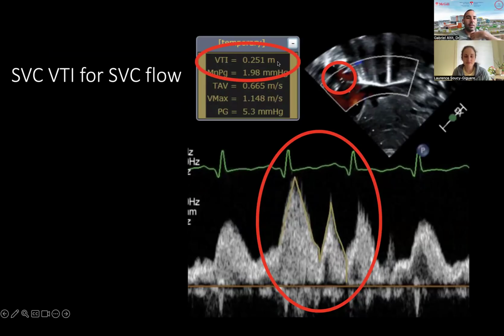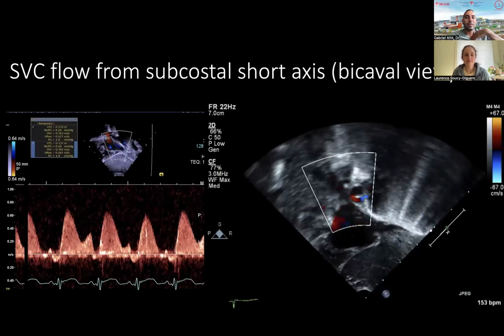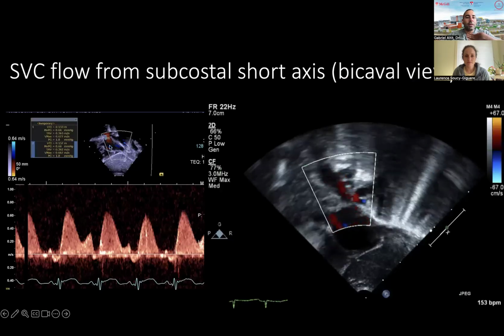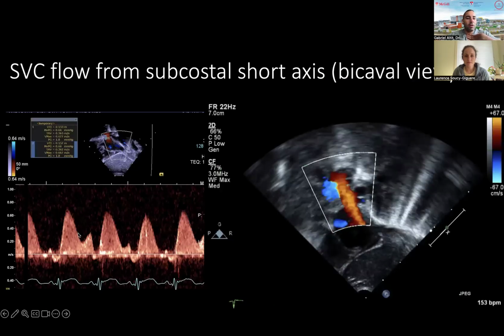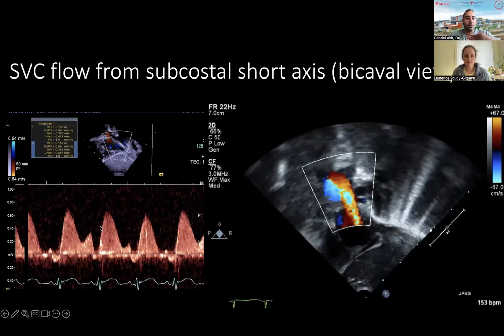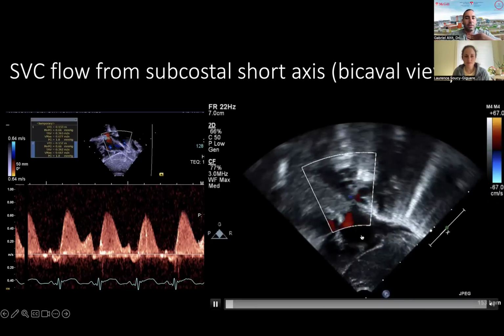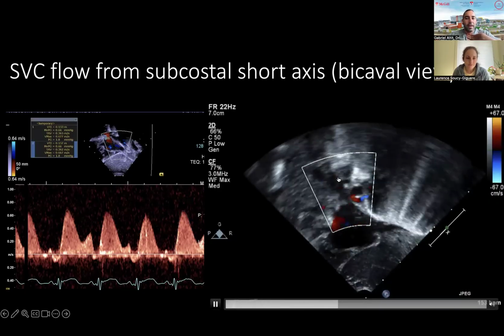So I do a pulse wave Doppler, and I trace the VTI, and it gives me a VTI. So you can use that and apply it in the same formula as the cardiac output to get your SVC flow. It's not something we do very commonly. That's another example where I do a pulse wave Doppler, and I see the characteristic kind of waves of the Doppler and the SVC. And this is the kind of SVC flow.